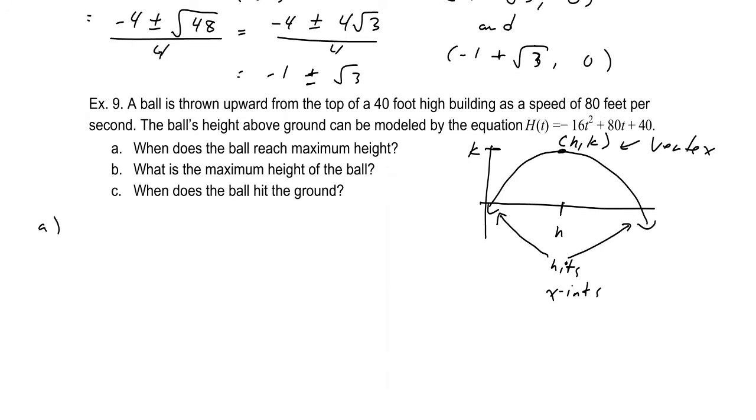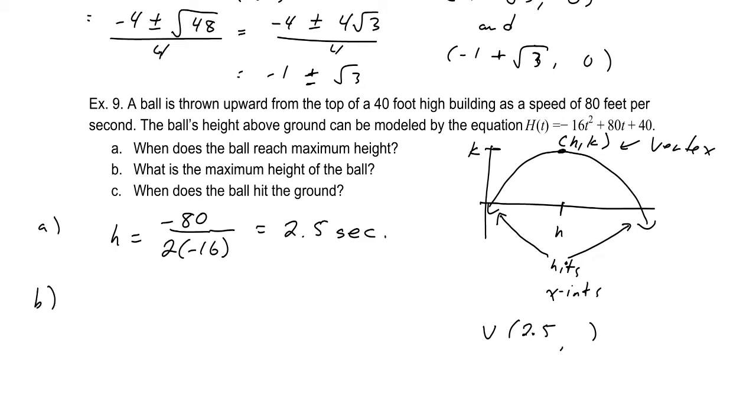All right, so to find this, we want to find h, and I'm going to go ahead and set this over here. We're going to find the vertex. All right, so h equals negative b over 2a, negative 80 over 2 times negative 16, 80 over 32, which is 2.5. So the vertex is at 2.5. That is 2.5 seconds. That's how long or when it reaches the maximum height.